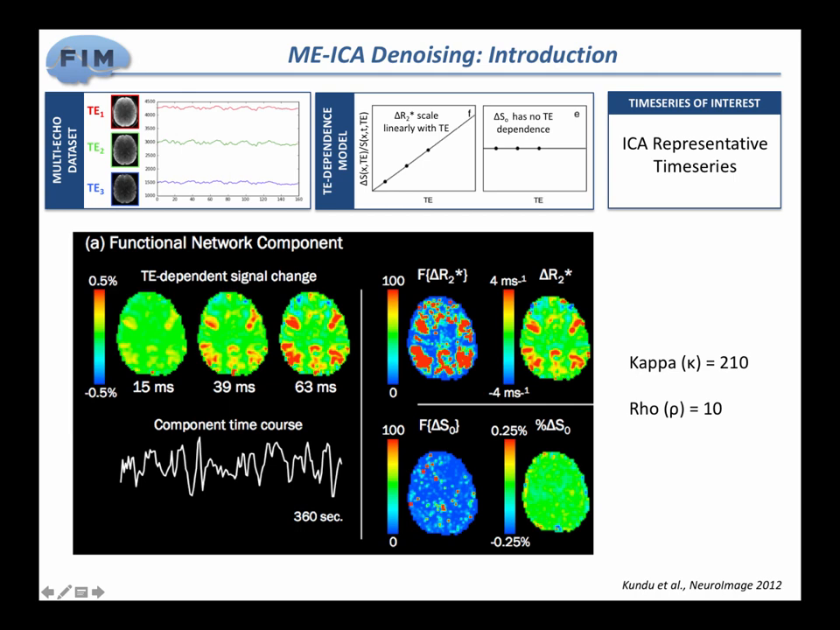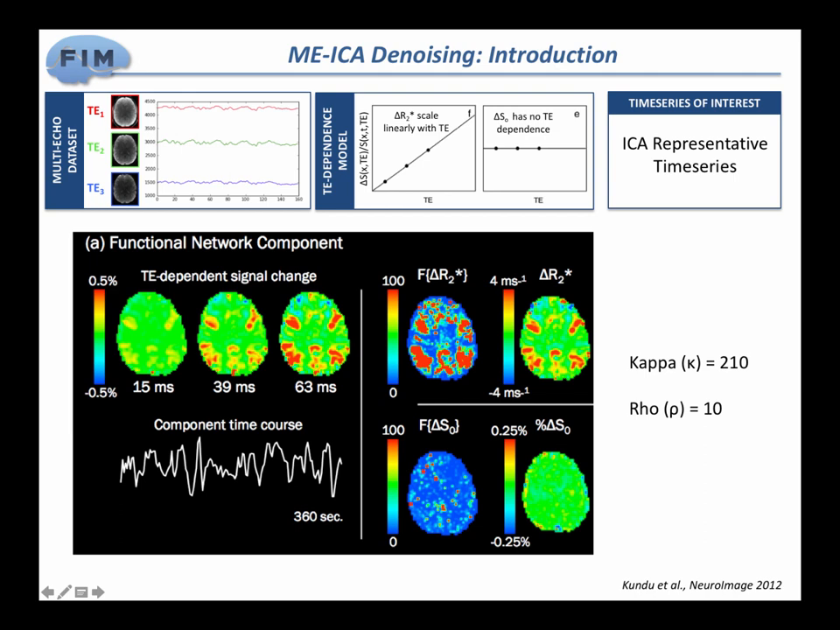So here is one component, the time course. This is the fit to the different echoes. You get the F maps, and then you do the weighted average, and you get a kappa and rho. And it looks like it makes sense. This looks like slow fluctuations. It looks like it fits the maps in a way that is anatomically valid, and it gives us a kappa that is much higher than the rho, which would lead to thinking that this is a good component that we should keep in our analysis.